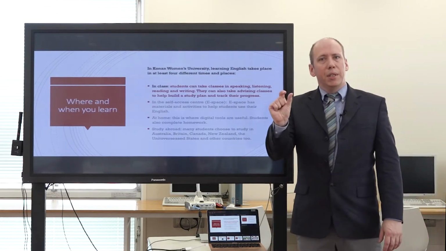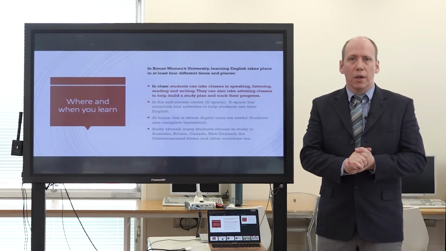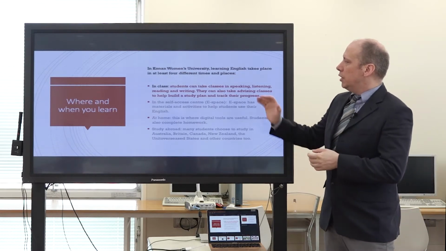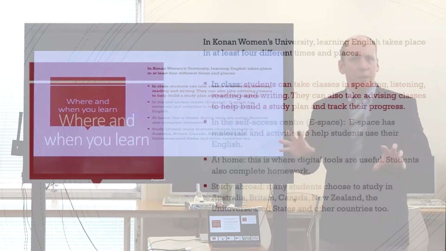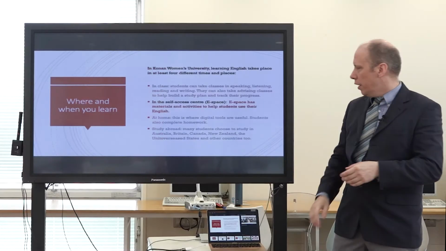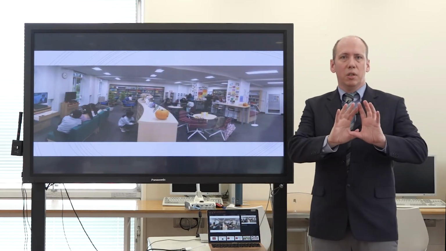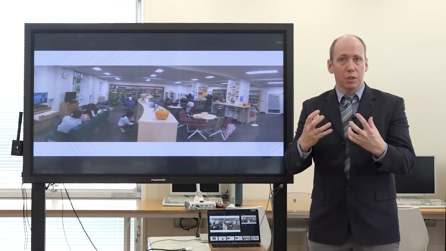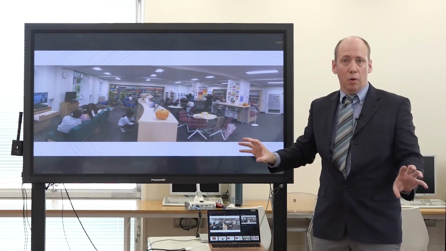So just a little bit about Konan Women's University. Let's talk about the Department for Global English. So, in this university, students study English in many ways. The first way, the same as high school, is in class. Students study reading, listening, speaking, and writing skills. The second way is very important. Students use a self-access center called eSpace. This is eSpace. eSpace is a place where you can study English by yourself or with friends together. And there are many materials, okay? Many tools.